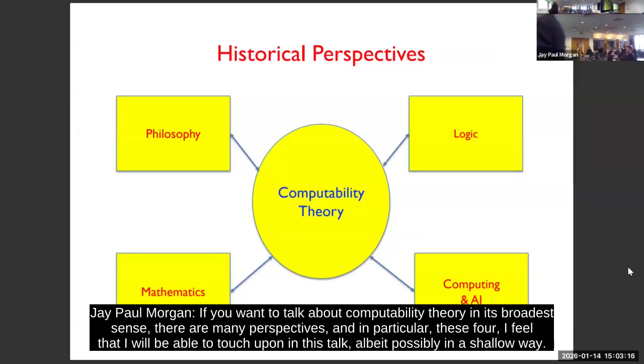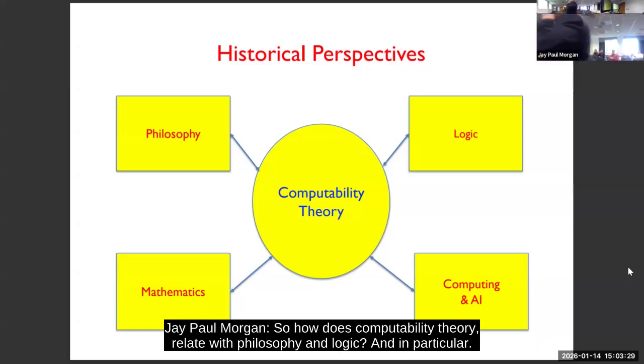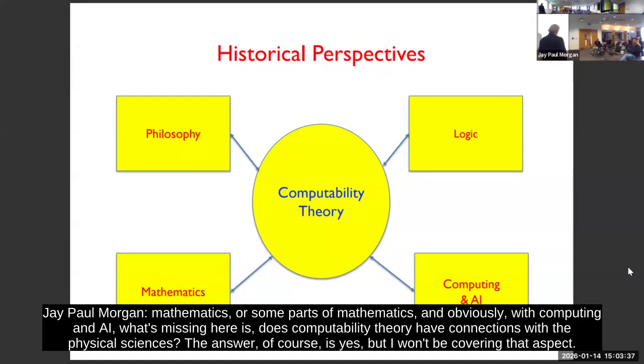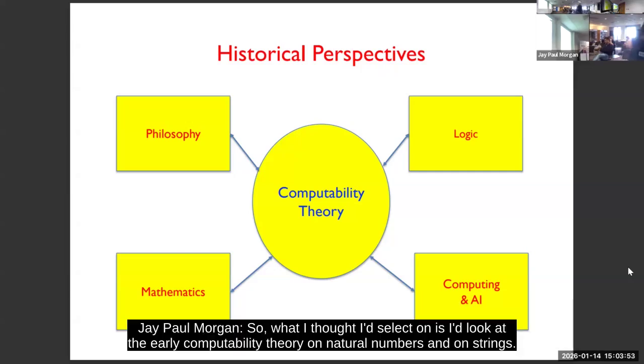So if you want to talk about computability theory in its broadest sense, there are many perspectives, and in particular, these four I feel that I will be able to touch upon in this talk, albeit possibly in a shallow way. So how does computability theory relate with philosophy and logic, and in particular mathematics or some parts of mathematics, and obviously with computing and AI? What's missing here is, does computability theory have connections with the physical sciences? The answer, of course, is yes, but I won't be covering that aspect.